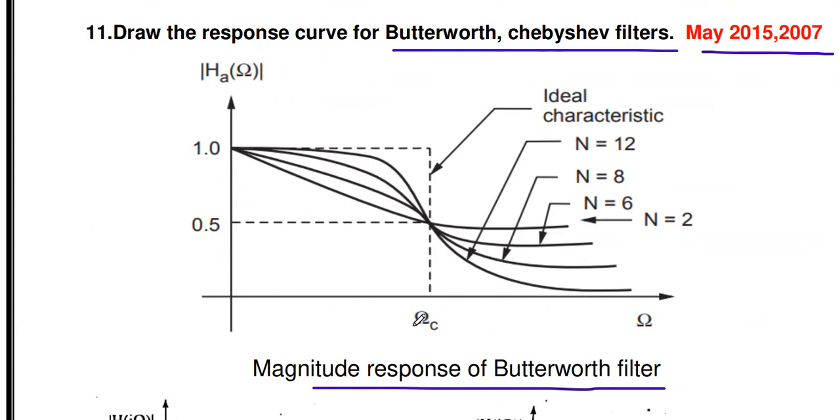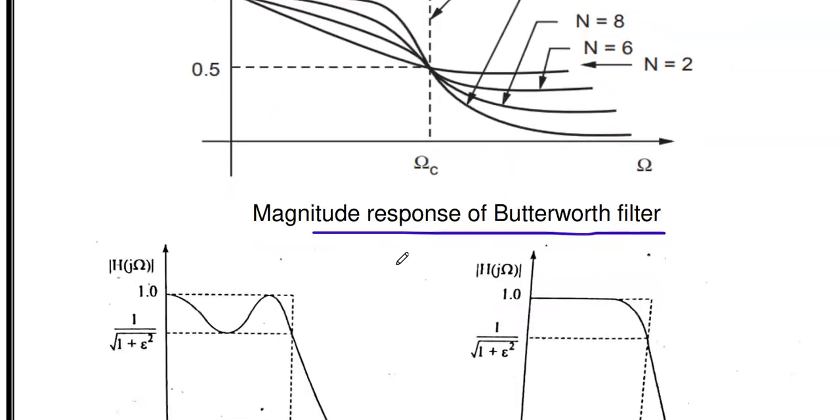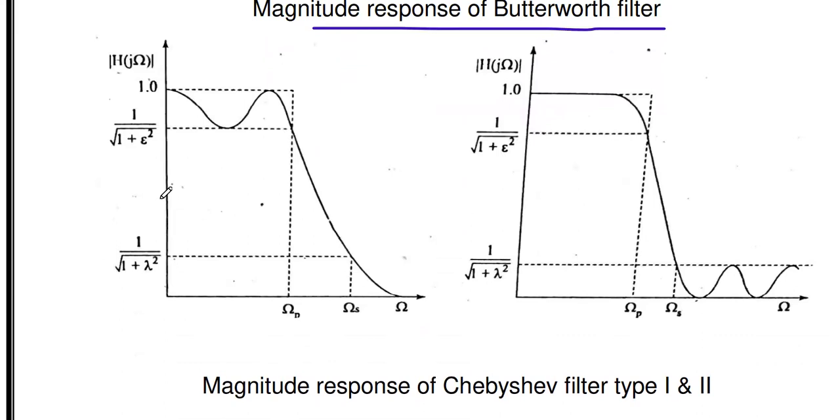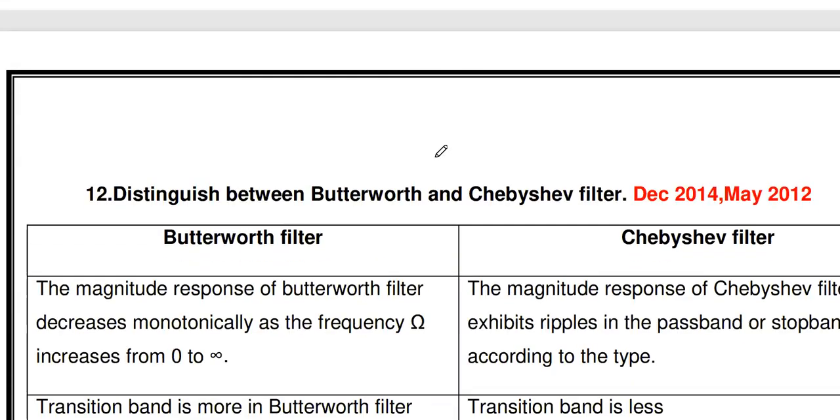Up to the cutoff frequency, it's the pass band. This is the stop band. When the order increases, the response reaches the ideal characteristics. This is the response of Butterworth. Similarly, this is the response of Chebyshev, type 1 and type 2. In type 1, the response has ripple characteristics in pass band. In type 2, the response has ripple characteristics in stop band. So you just draw this graph. That is one of the 2-mark questions.